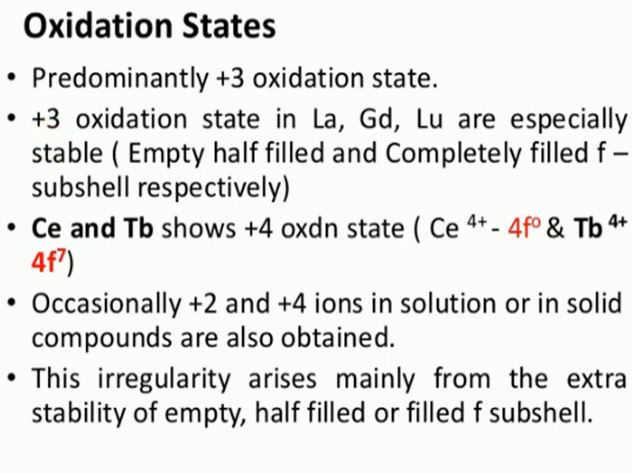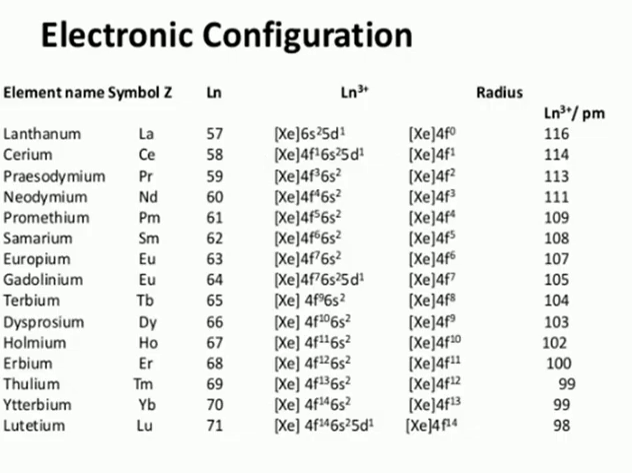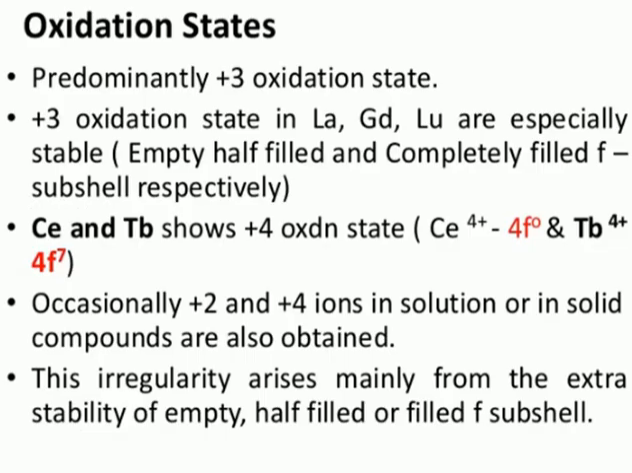Why does that happen? You can see very clearly, lanthanum becomes 4f0. Gadolinium, whenever it loses 3 electrons, becomes 4f7. A half-filled orbital is more stable. There are also many other elements which, because of attaining the stable electronic configuration, become more stable.